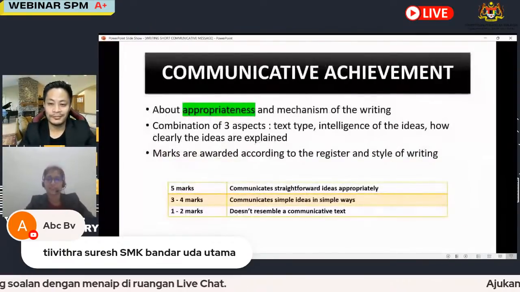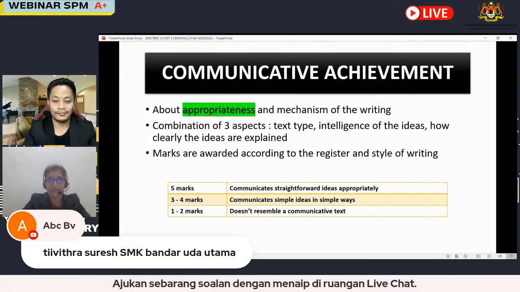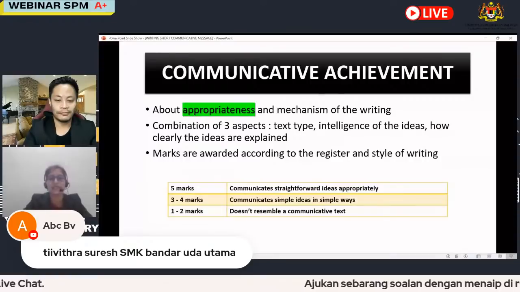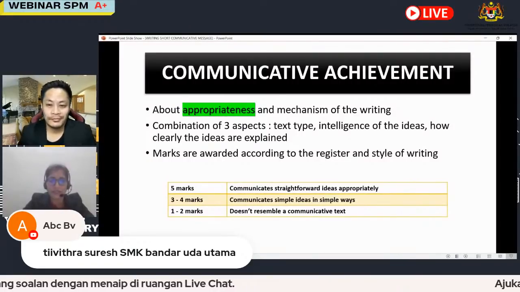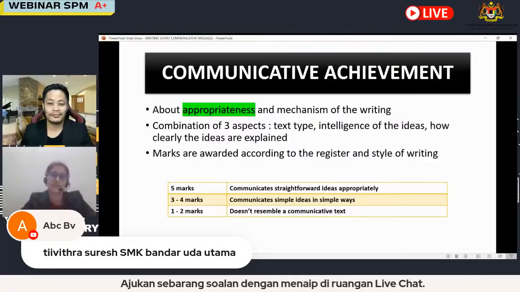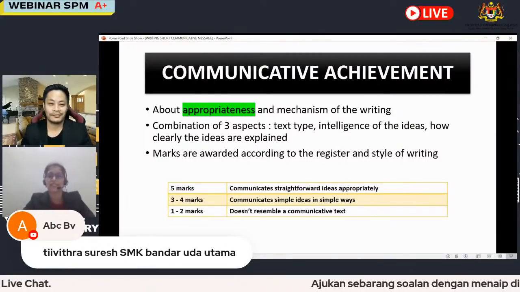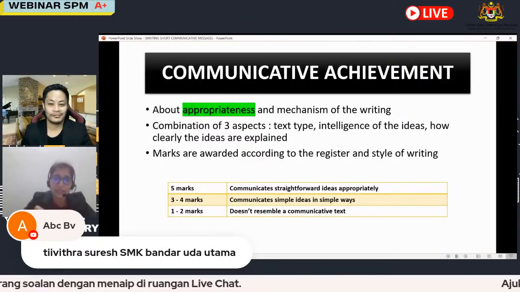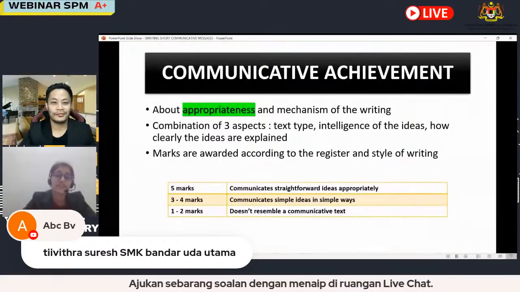Talking about communicative achievement, the key word here is appropriateness. It is about appropriateness and mechanism of writing. Communicative achievement, or in short CA, is a combination of three different aspects. Number one, text type. Number two, intelligence of the ideas. And number three, how clearly the ideas are explained. Meaning, if you are asked to write an email, then it should look like an email from the start until the end of your response. Never once should it go out of the email context. There is a tendency sometimes for it to get out of context, as in, all of a sudden in the midst of your writing, it starts to look like a report or an article. That is the meaning of text type, or communicative achievement in terms of appropriateness and mechanism of writing.